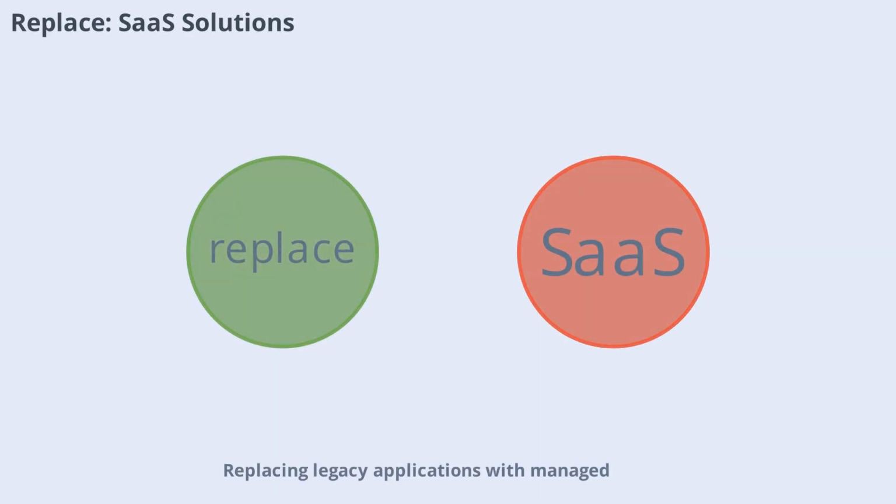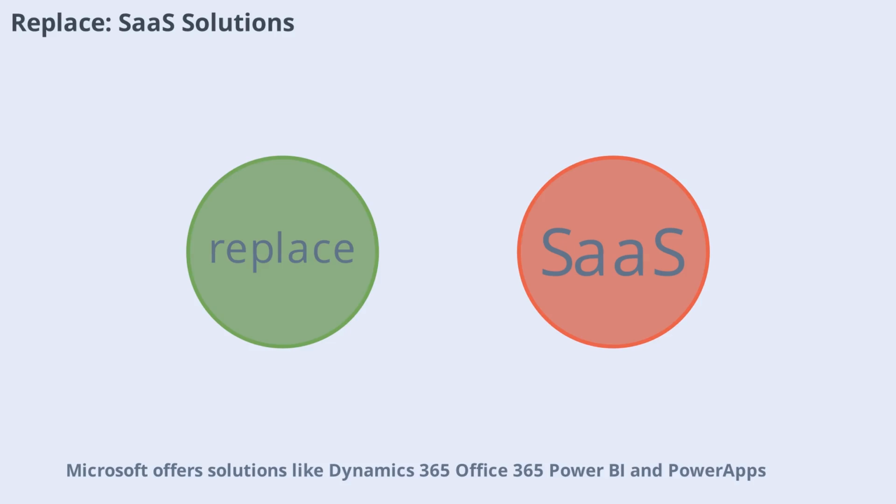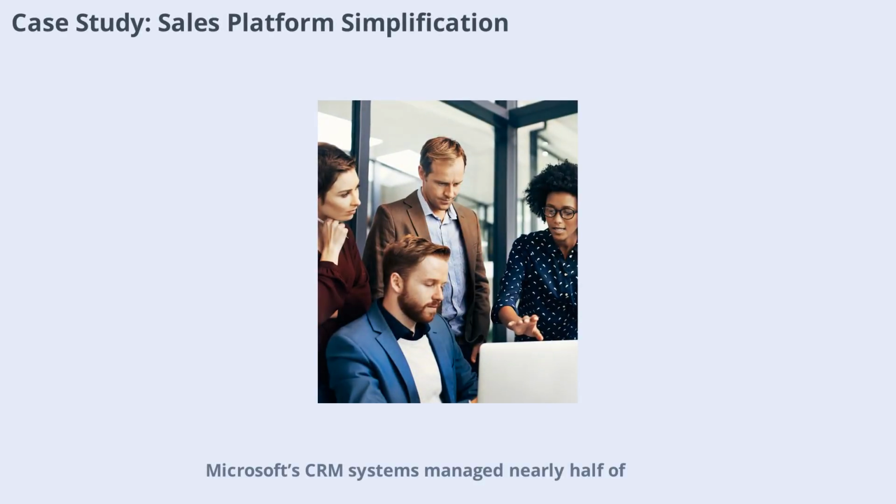Replacing legacy applications with managed, configurable SaaS solutions is another effective modernization strategy. With SaaS, organizations can mobilize their workforce and access applications from any device, without the need for custom code or complex maintenance. Microsoft offers solutions like Dynamics 365, Office 365, Power BI, and Power Apps, enabling rapid deployment and streamlined business processes. Microsoft's CRM systems managed nearly half of the company's revenue but were complex and high maintenance.